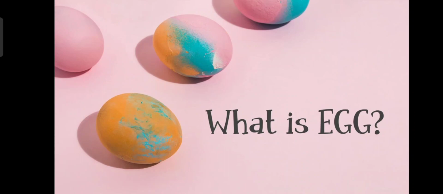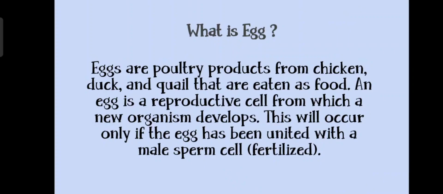So, let us know what an egg is. Eggs are poultry products from chicken, duck, and quail that are eaten as food. An egg is a reproductive cell from which a new organism develops. This will occur only if the egg has been united with a male sperm.